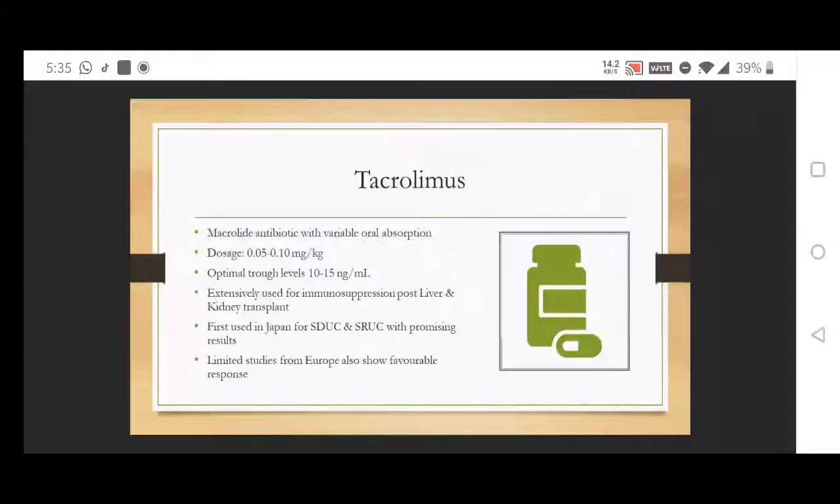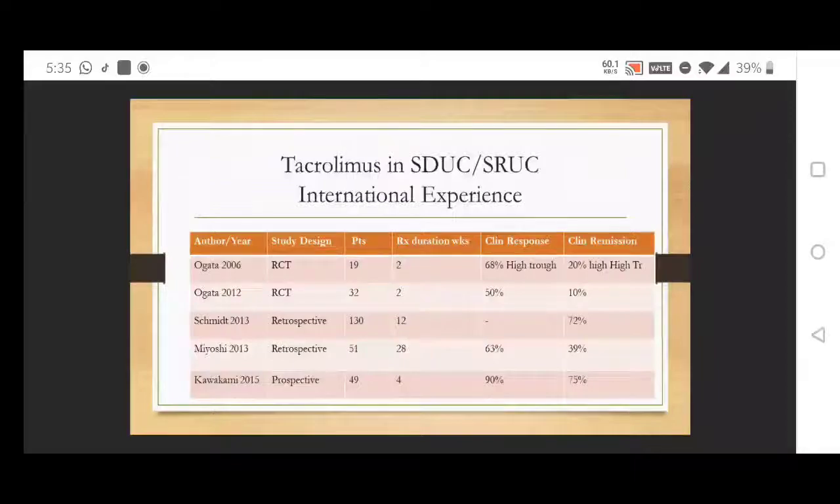So this is the international experience. If you look at this table, which is rather crowded, you can see that it's flush with Japanese names, not surprising, because that's the country with the maximum trials on this drug. The first drug trial was an RCT conducted by Ogata. The sample size was small, just 19 patients.